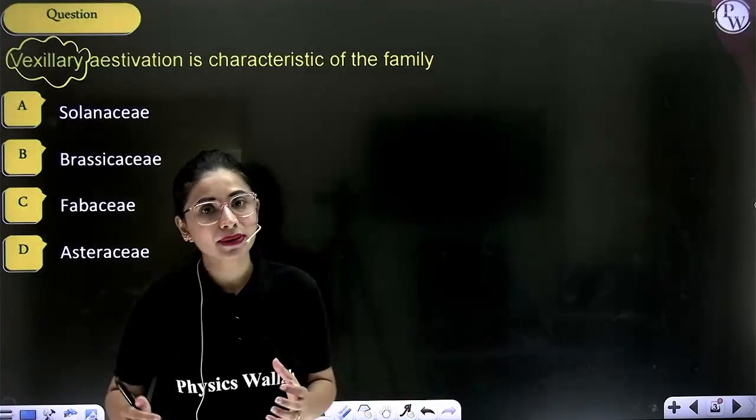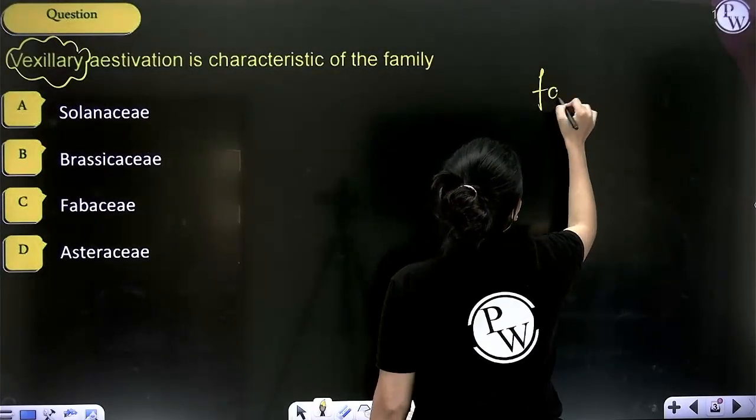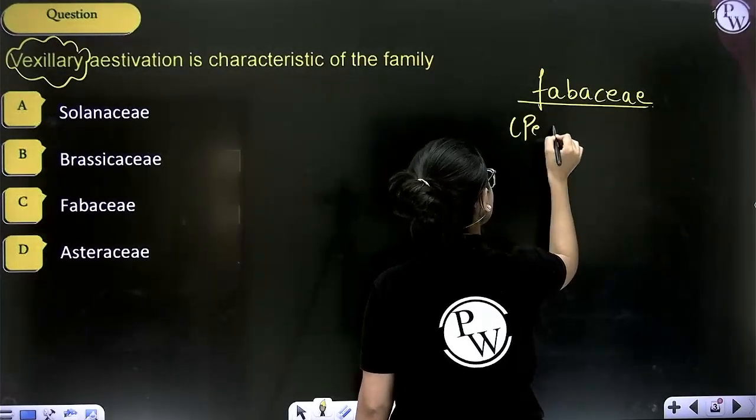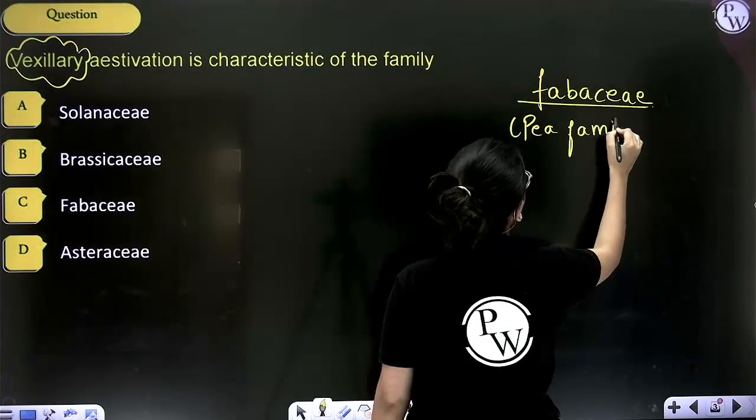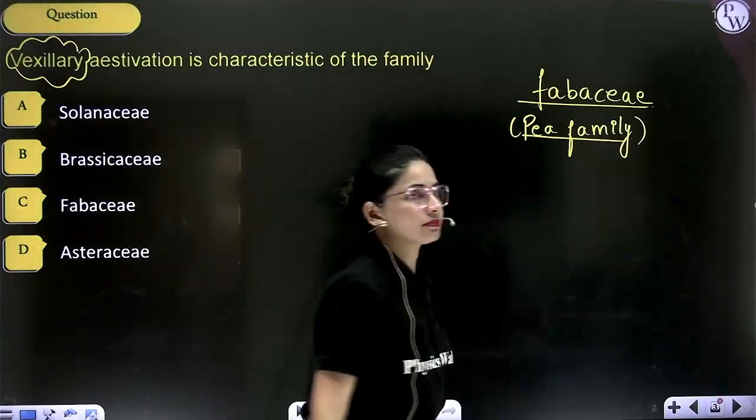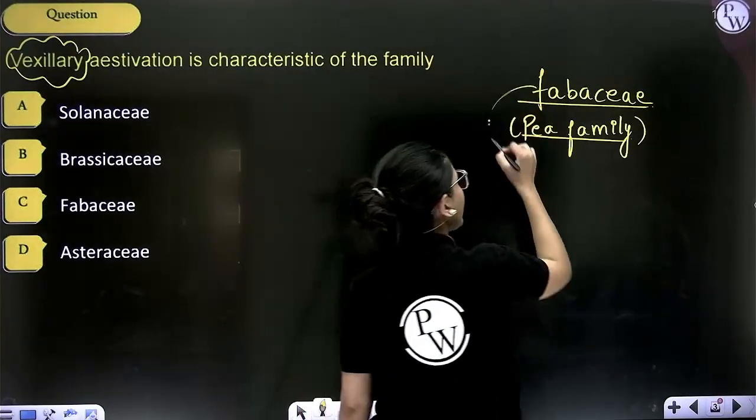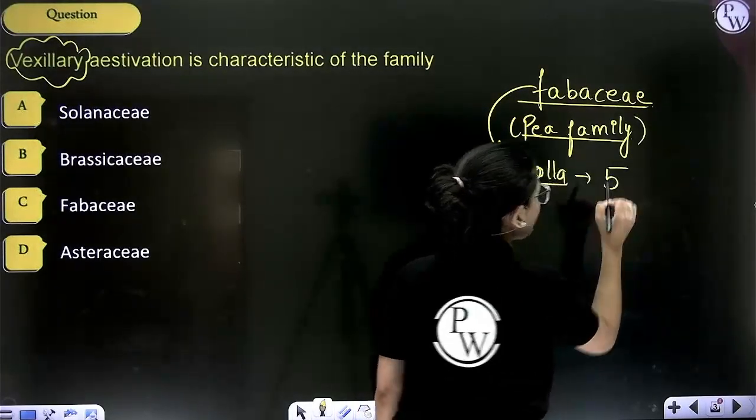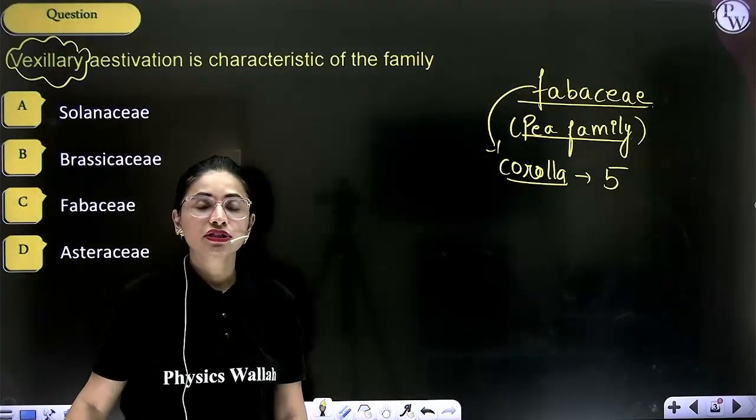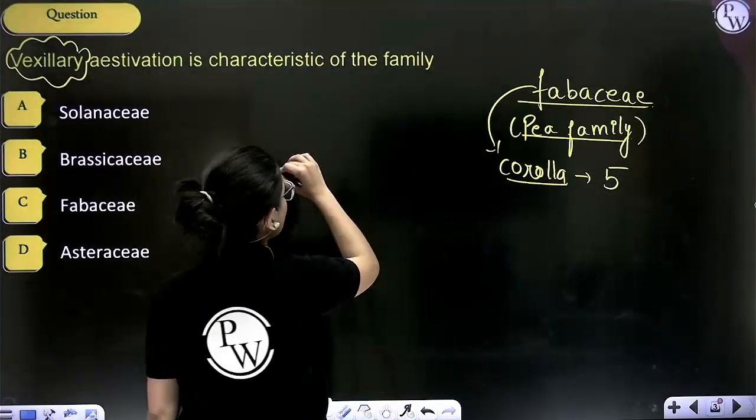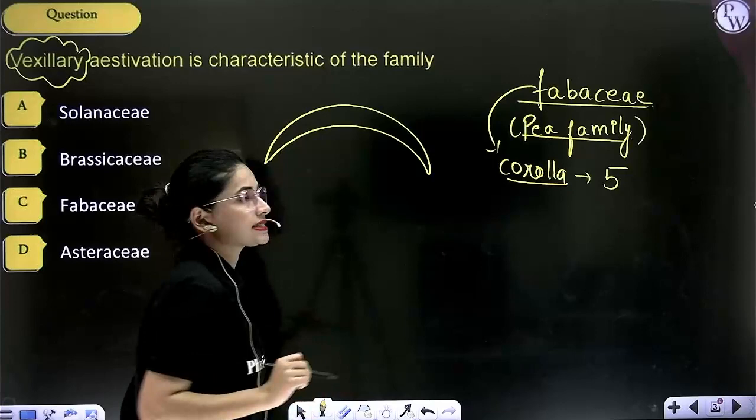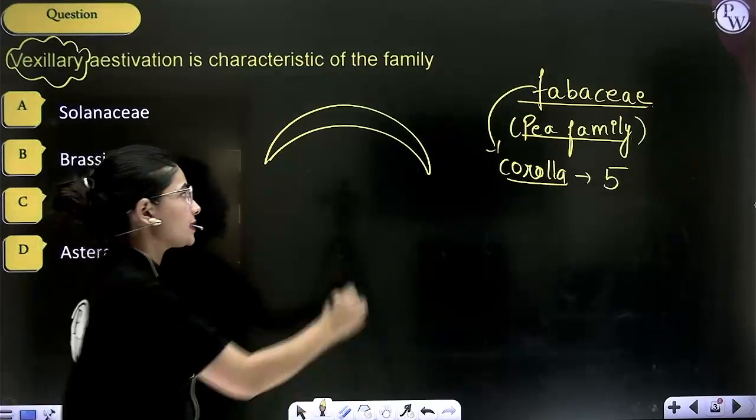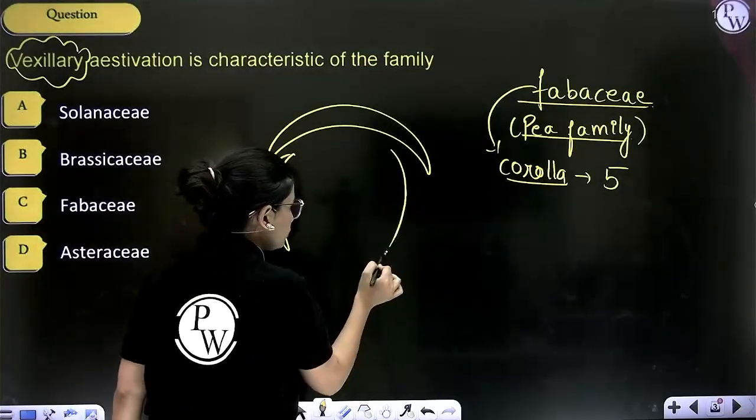Vexillary aestivation is a special feature of family Fabaceae, that is your pea family. Yes or no? And specially in their corolla. Now, how many members are there in Fabaceae? There are five members of corolla which are arranged in such a manner that the largest petal, which is called a standard or vexillum, is placed at the posterior end, and this overlaps the two lateral wings.